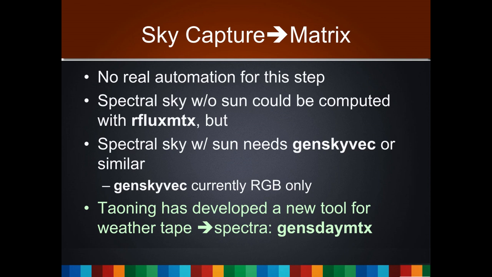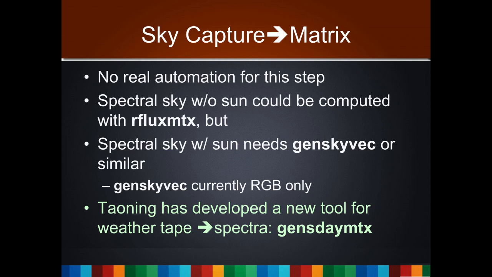To get from the sky capture to a matrix, we don't really have good automation for this step because of the sun primarily. If you don't have the sun, then you can use our flux matrix and it's pretty easy. But if there's a sun, then you kind of have to find it where it is and which patch and integrate its value and so on.